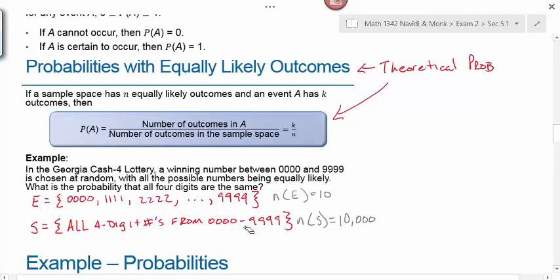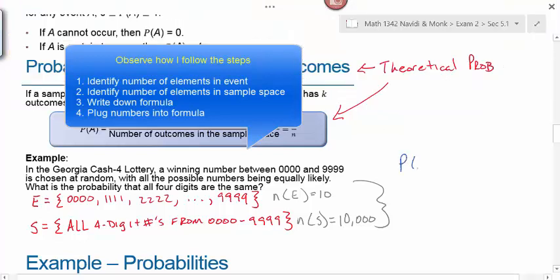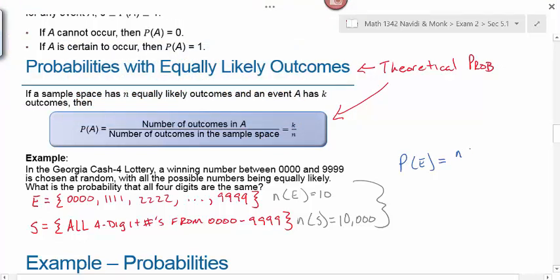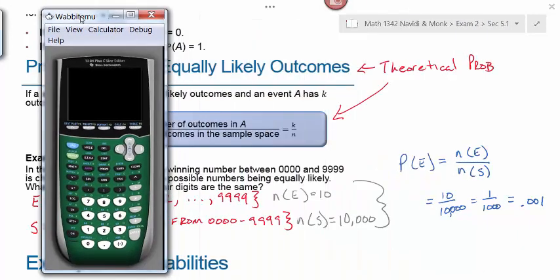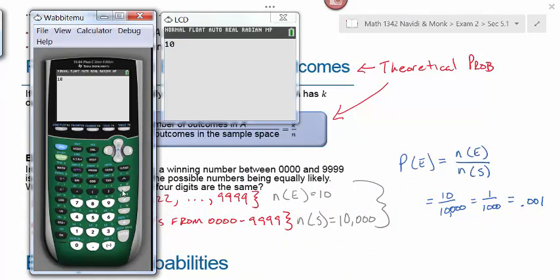Does that make sense? Putting this information together, then, I can find the probability of our event using this formula for theoretical probabilities. It's the number of elements in the event divided by the number of elements in the sample space. For this problem, that would be 10 divided by 10,000, which is 1 over 1,000, and you could probably get by with writing your answer like this, 0.001. Now I want to show you something on your calculator, something that makes the price of the calculator worth it. If you take 10 divided by 10,000 on your calculator, you get 0.001.